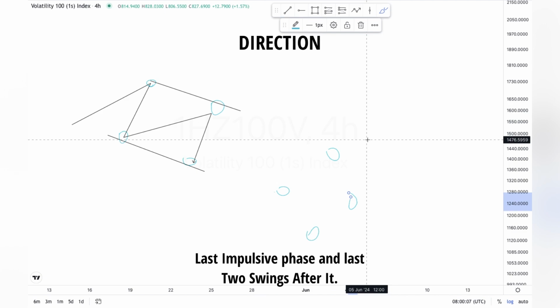Whenever you're looking at your directional bias, the focal point should be the last two significant swing points, right? The last two significant swing highs and then the last two significant swing lows. This will tell you where the direction is automatically. And in order for you to identify this, you have to identify the last significant impulse.